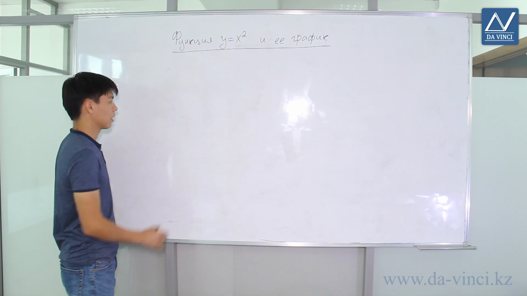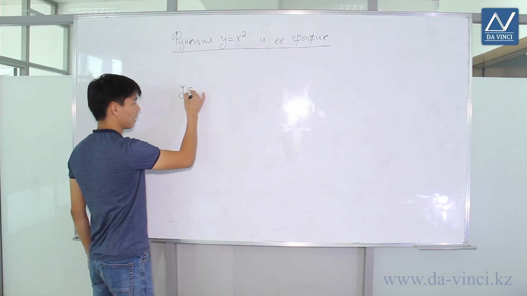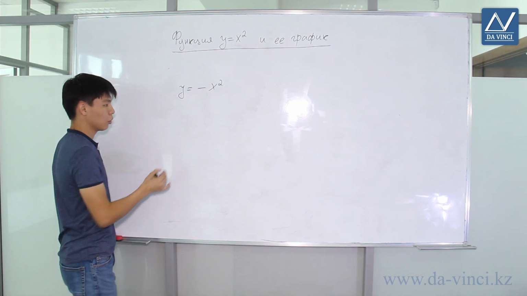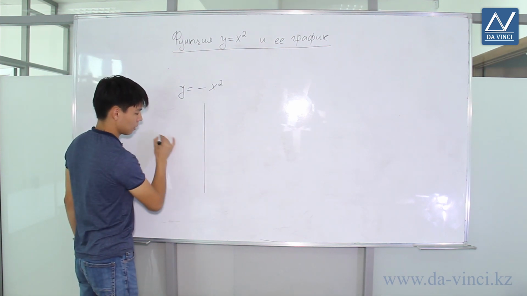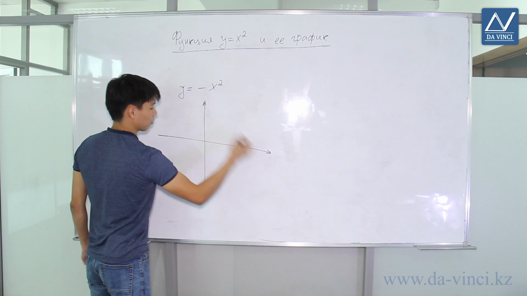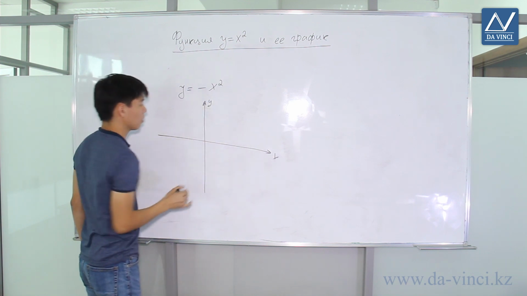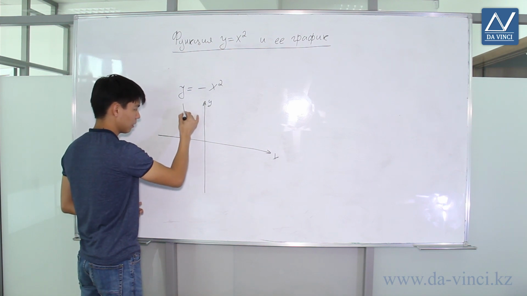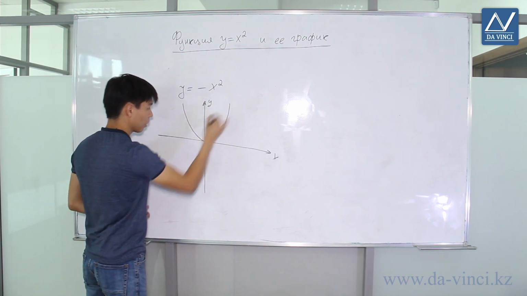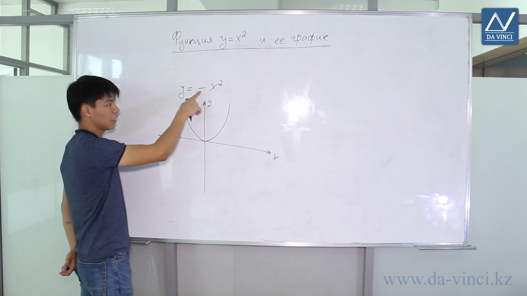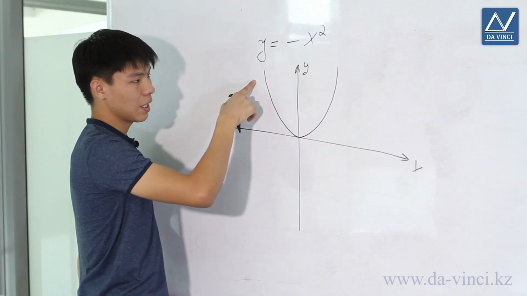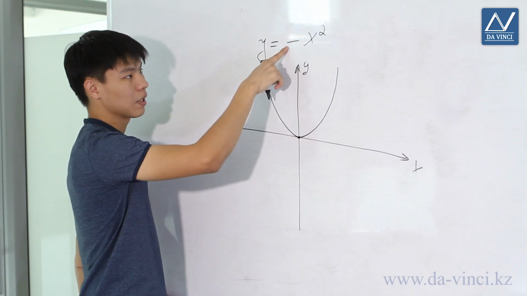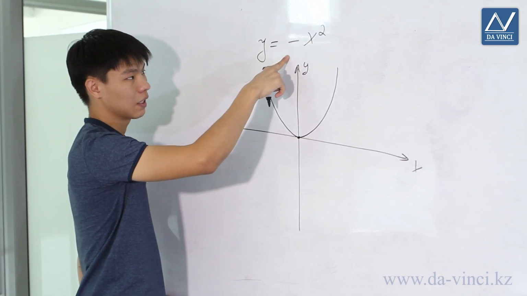Let's consider another example. We need to plot the function y is equal to minus x squared. Let's also not build a table, just think about it. If our function x squared looks like a parabola of this kind, then how will the graph of the function minus x squared differ? We know that this parabola is always positive, except 0 point. Accordingly, the parabola with the minus sign will always be negative.